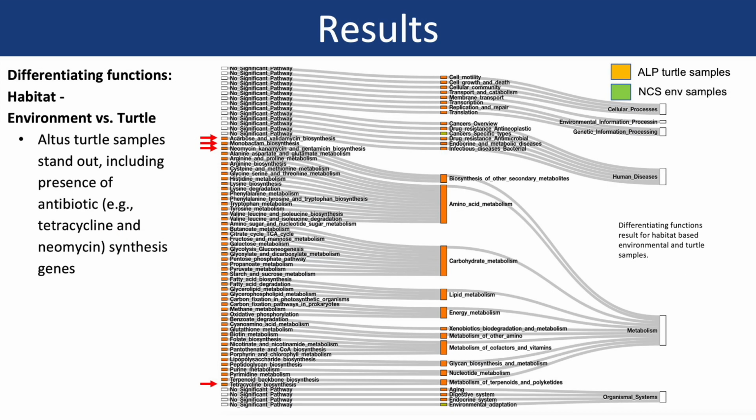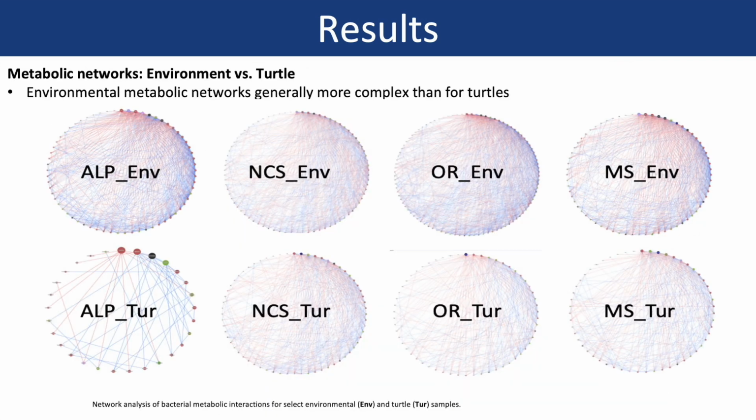Using differentiating functions analysis, we recovered significantly differentiated functions for turtle shell communities at a pond site adjacent to a small livestock operation, including for several antibiotic synthesis genes. Finally, using the microbial community metabolic networks analysis, we were able to support that metabolic networks are generally more complex in microbial communities of submerged environmental substrates than for turtle shell communities.